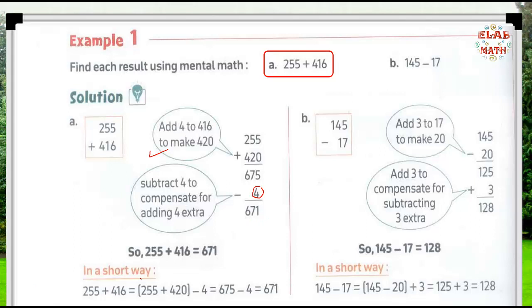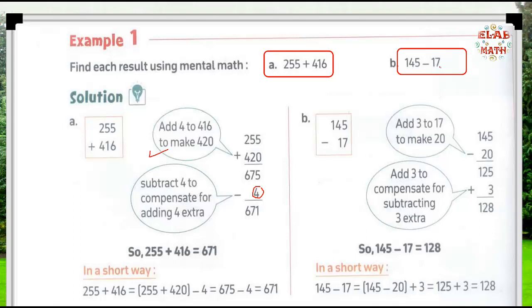We can write in a short way like this: 255 plus 416. And instead of 416, write 420 because we added 4 to make 420. After you get the sum between parentheses, you can subtract 4. Like here, 675 minus 4 equals 671. The same answer.